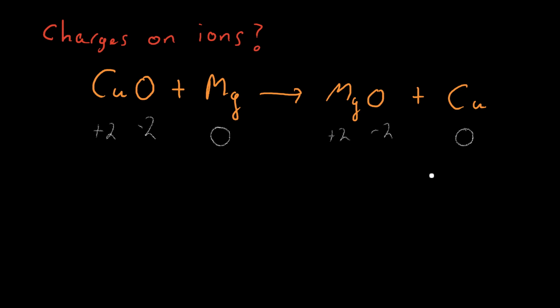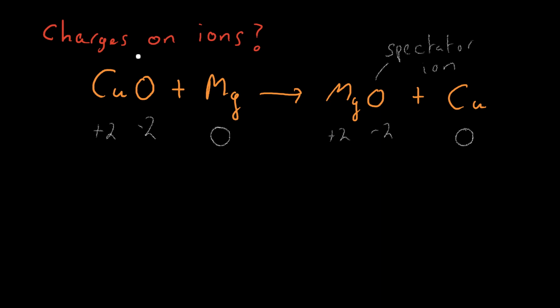The purpose of this is we can decide what has been reduced and what has been oxidized. If we take a look, the charge on the copper has changed, from +2 to 0. The charge on the magnesium has changed, from 0 to +2. The charge on the oxide has not changed whatsoever, it's stayed at -2. That's what we call a spectator ion. So the oxide is a spectator ion. That means it doesn't actually take part in oxidation or reduction, it just sits there being an ion.